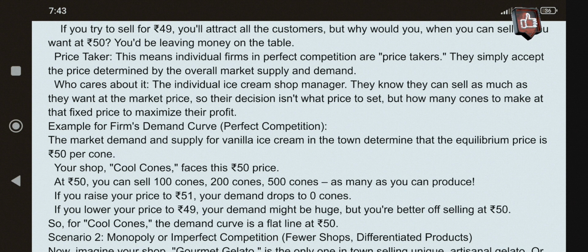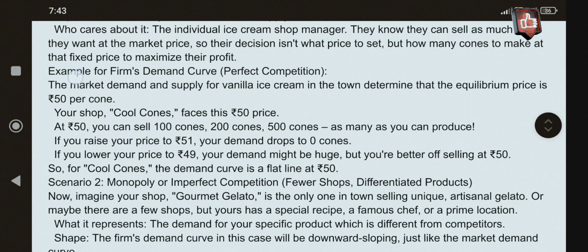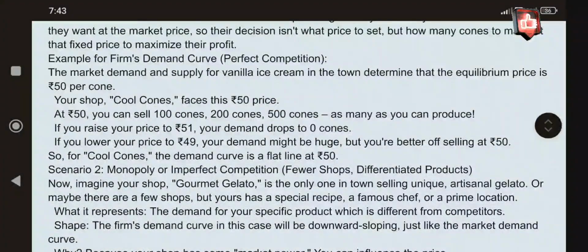Example for firm's demand curve: perfect competition. The market demand and supply for vanilla ice cream in the town determine that the equilibrium price is 50 rupees per cone. Your shop, Cool Cones, faces this 50 rupees price. At 50 rupees, you can sell 100 cones, 200 cones, 500 cones, as many as you can produce. If you raise your price to 51 rupees, your demand drops to 0 cones. If you lower your price to 49 rupees, your demand might be huge, but you're better off selling at 50 rupees. So, for Cool Cones, the demand curve is a flat line at 50 rupees.